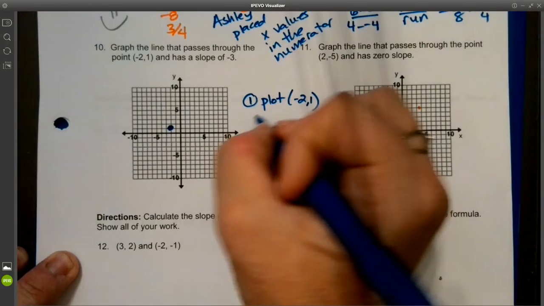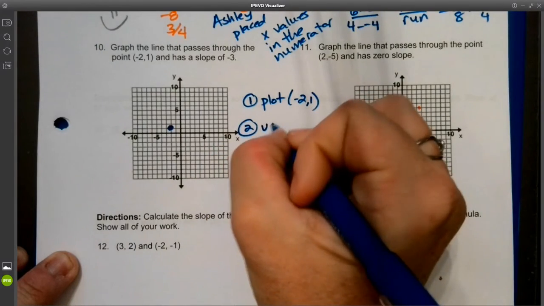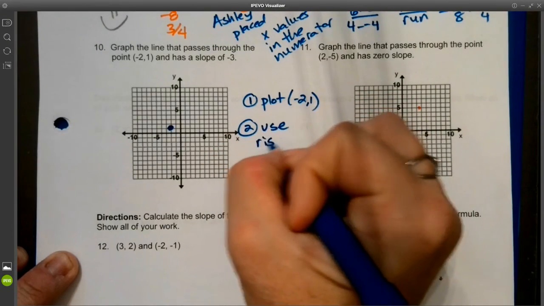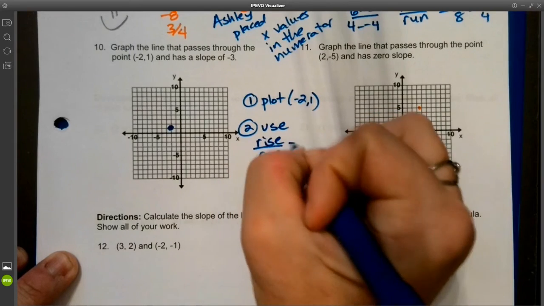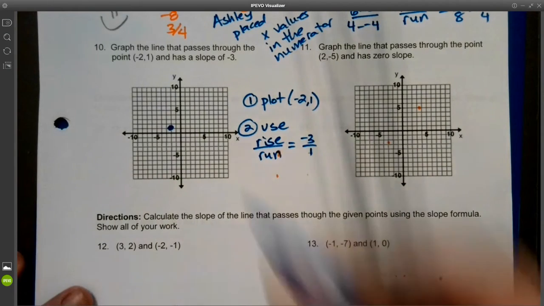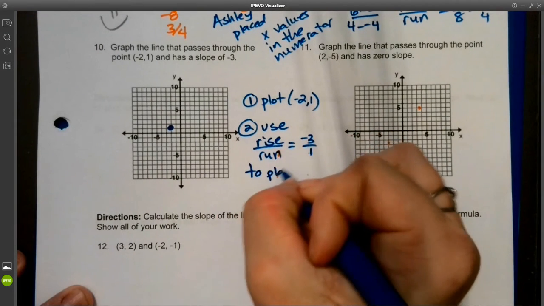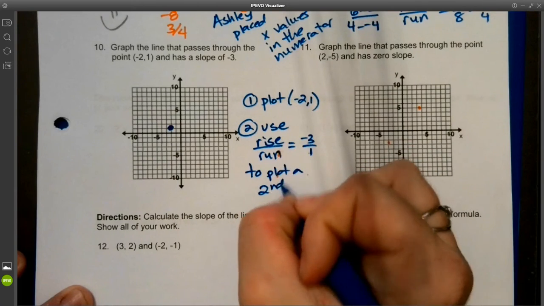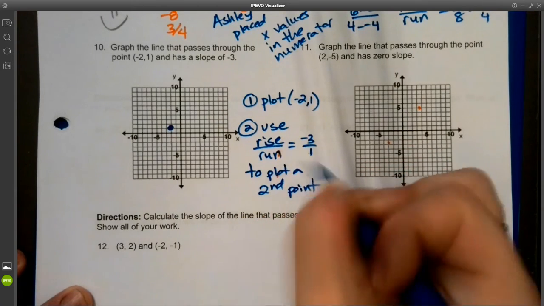And then the next thing I'm going to need to do is use rise over run, which in this case is -3 over 1, because I don't have a number on the bottom, so I'll put a 1 there. I'm going to use rise over run to plot a second point. And what do I mean by that? I'm going to show you.